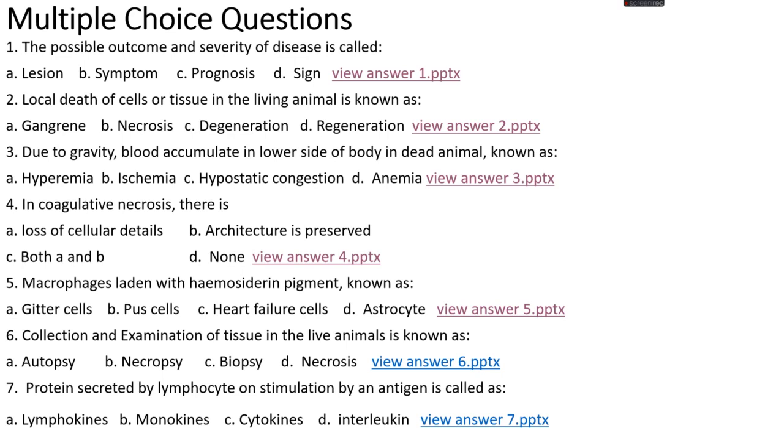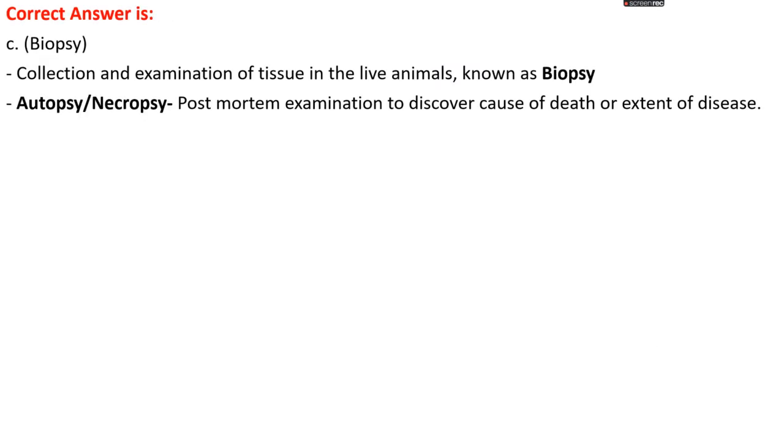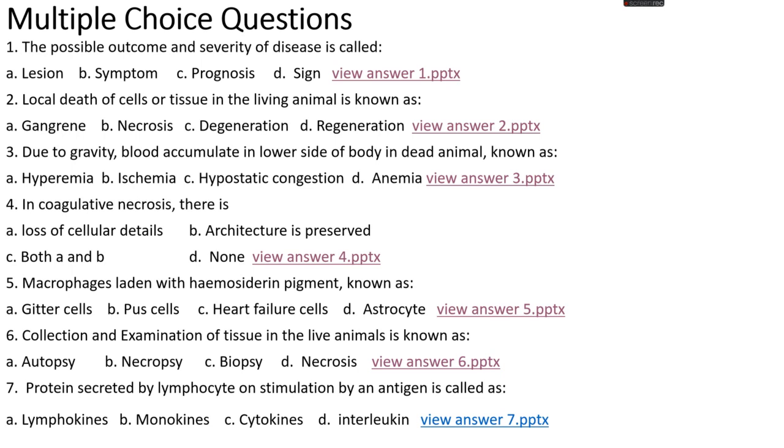Question number 6. Collection and examination of tissue in the live animal is known as: option A, autopsy, option B, necropsy, option C, biopsy, option D, necrosis. The right answer is option C, biopsy. Collection and examination of tissue in the live animal is known as biopsy, while autopsy and necropsy are terms referring to postmortem examination of dead animals to discover causes of death or extent of disease. Okay.